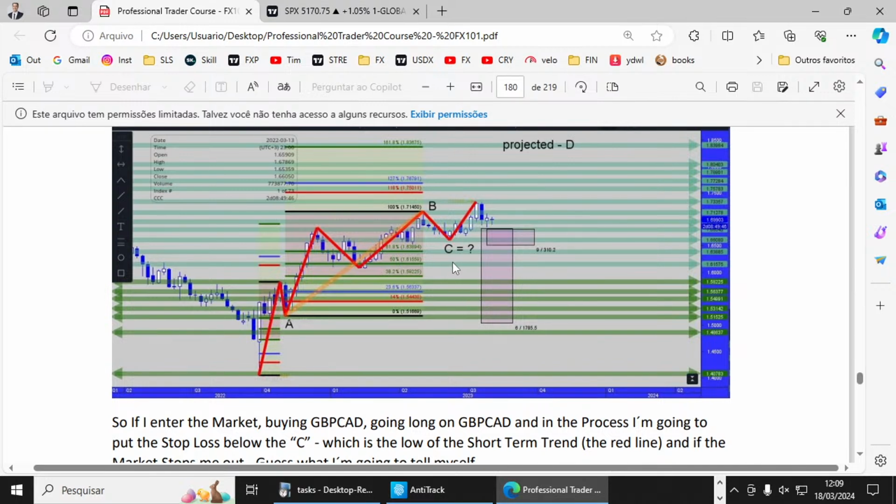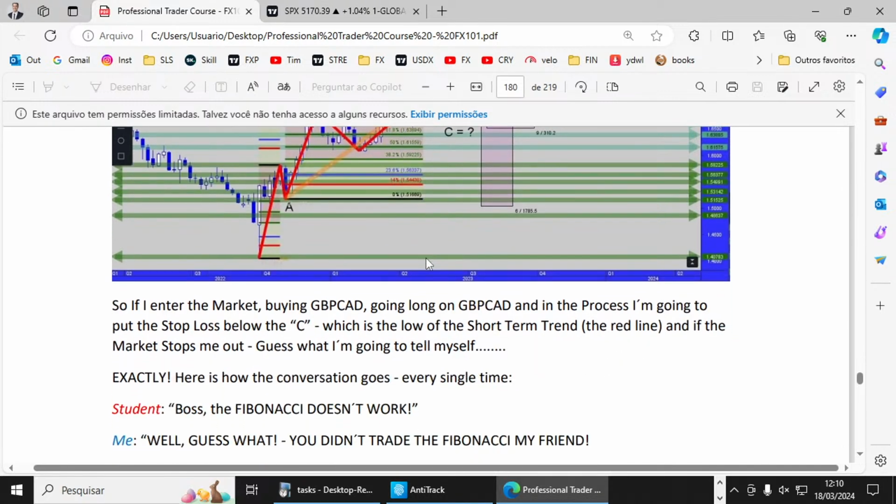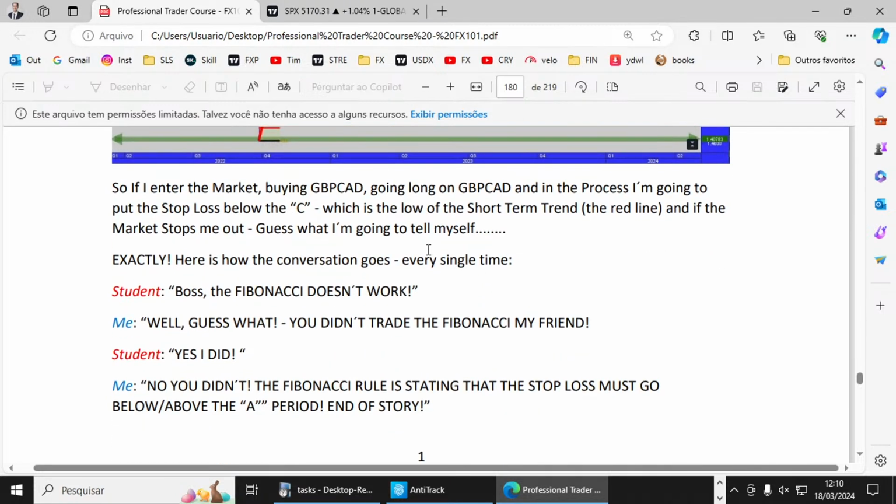Make sense, everybody? You see something like this. You see the short-term uptrend. The red line is making higher highs, higher lows. That's the C. You know, your stop loss should go below the A. But because of risk-reward ratio, you are going to put the stop loss below the C. And I'm here to tell you, with all kindness, alright, I'm a nice guy, you didn't trade the Fibonacci.